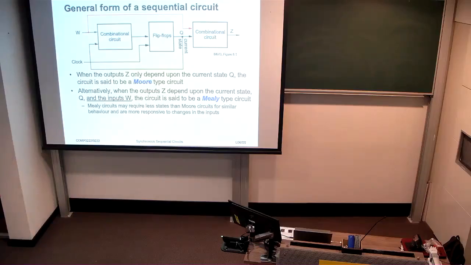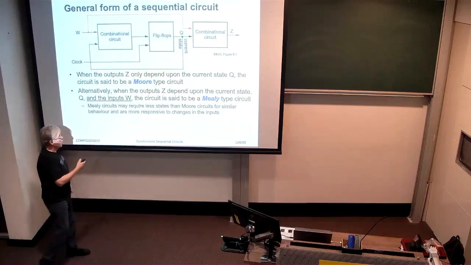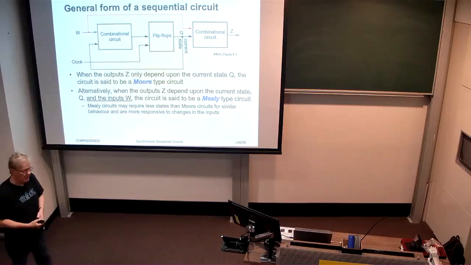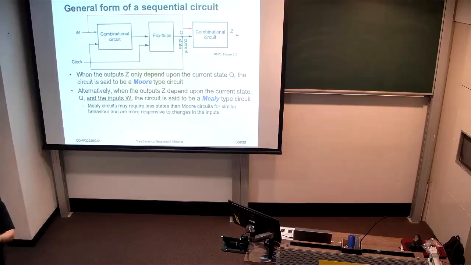Maybe an easy way to remember the difference between the two is that Mealy is a slightly more complicated word than Moore, and you can think of adding this feed-forward path in there as adding a bit more complexity to the circuit. So the Moore is the more simple case where the outputs are only a function of the current state. The Mealy is a bit more complex in that it allows the output to also be a function of the current inputs.